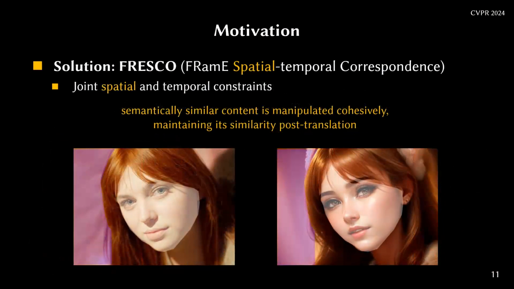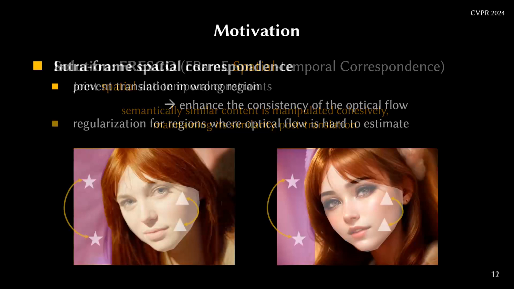In this work, we seek another spatial constraint as a complement to the temporal constraint. We focus on preserving intra-frame spatial correspondence. That's to say, we would like semantically similar content to be manipulated cohesively, maintaining its similarity post-translation.